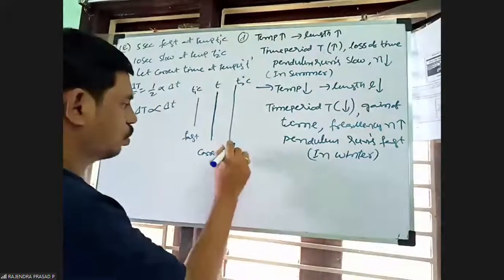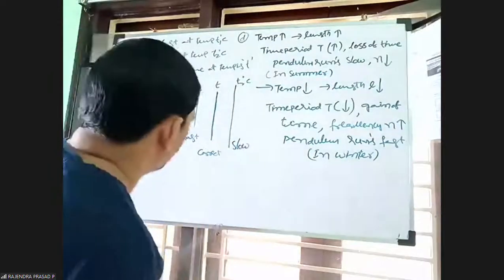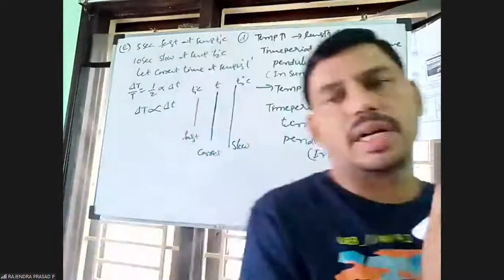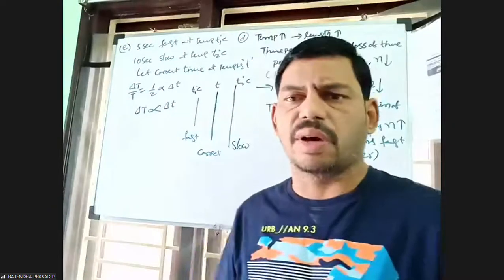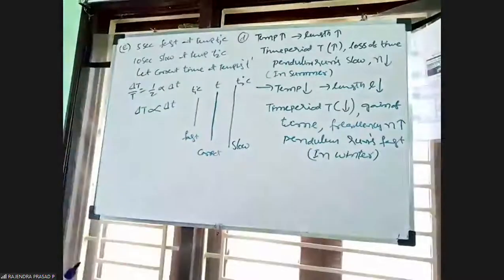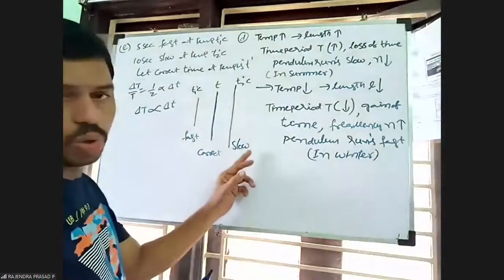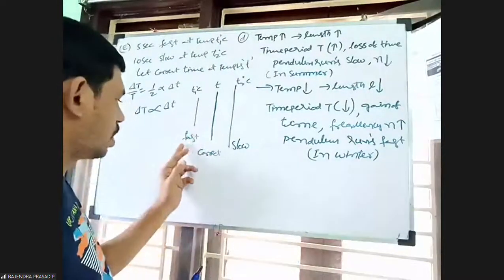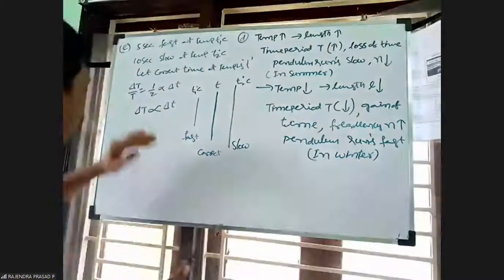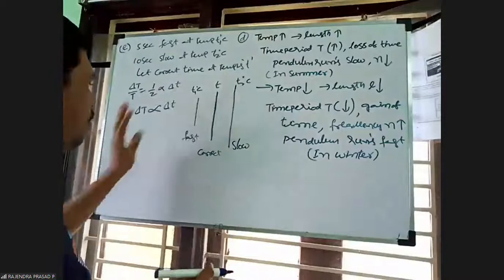This is also slow time. What is the delta T? Delta T without chart, any doubt? Okay? Ask me directly. Fast, correct, right. This is the fast, correct. This is the slow. Okay, right. What is the delta T? What is the difference of delta T?